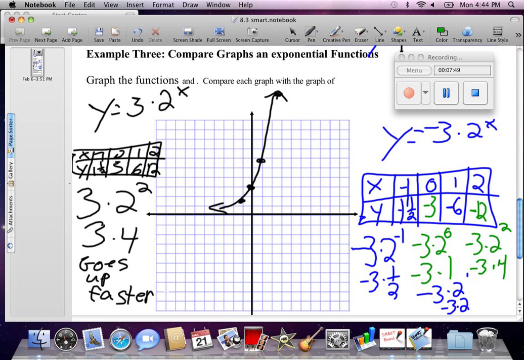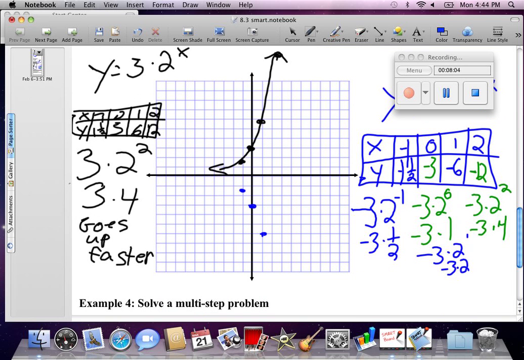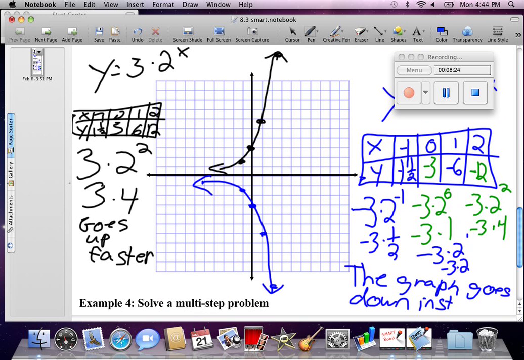Now I'm going to graph these in blue. We've got -1, we've got -1.5. Make sure you're going down. 0 is -3. 1 is -6. And 2 is -12, which is off the charts, but in the other direction. So when we multiply the front number by a negative, the graph goes down instead of up. All right, so now we're going to look at a story problem.